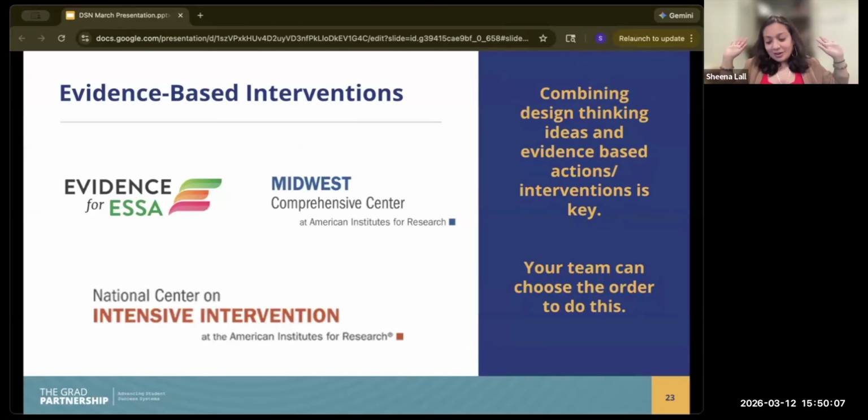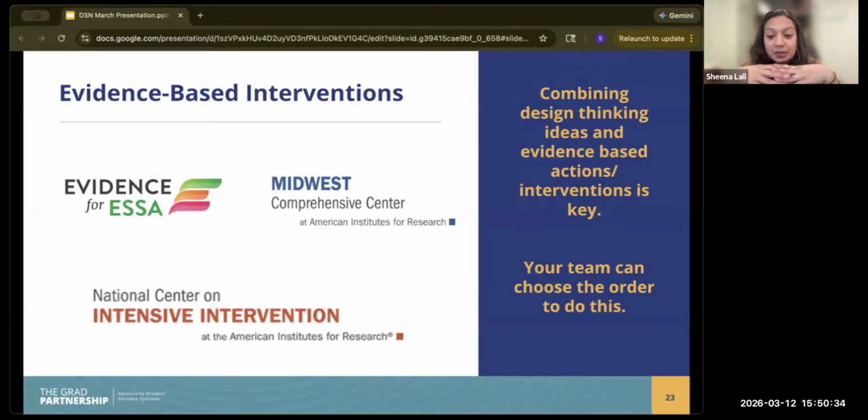We don't want to just go off the ideas of students. Even though we love them and they are great, it is really important to also look at evidence-based interventions that can be combined with or that can back up what students are saying they would like to see. And so your team can choose to do this in any order. You guys can say, we see a problem with attendance. We're going to use this evidence-based intervention. And we'll hear from our students, or we'll hear from our students, and then we'll look at some evidence-based interventions.